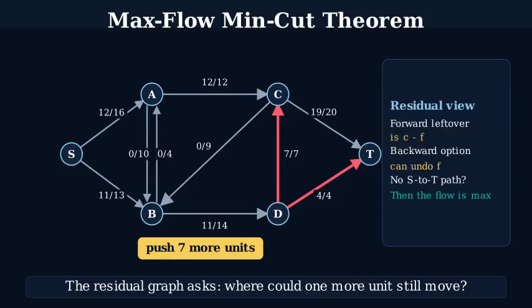How do we know we are done? We look at the residual graph. A residual edge records how much more flow could go forward and also how much flow could be undone backward. If there is still a residual path from S to T, we can augment again. Here, the remaining possibilities get blocked before reaching T.